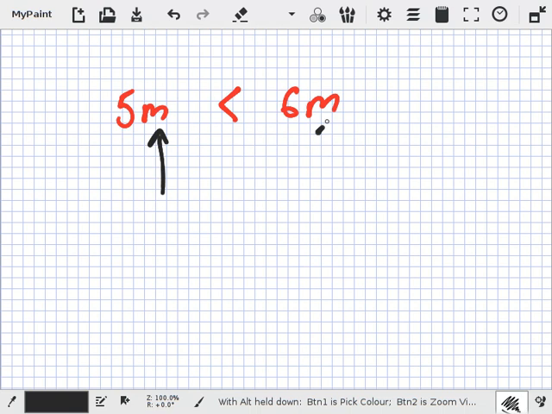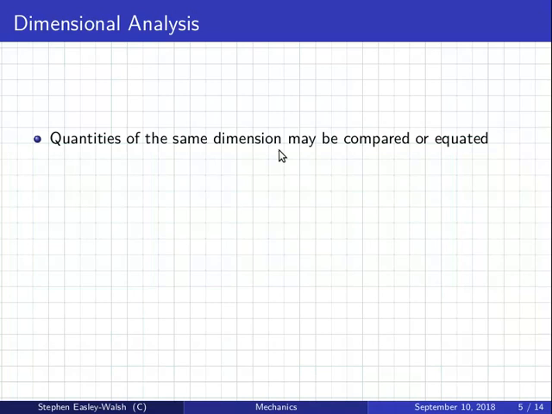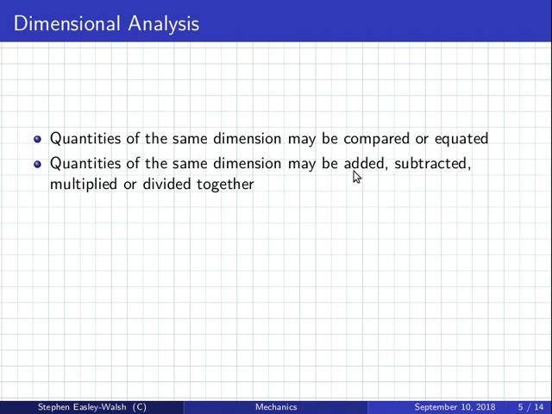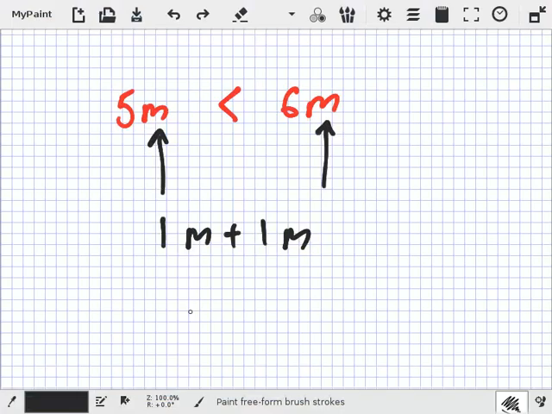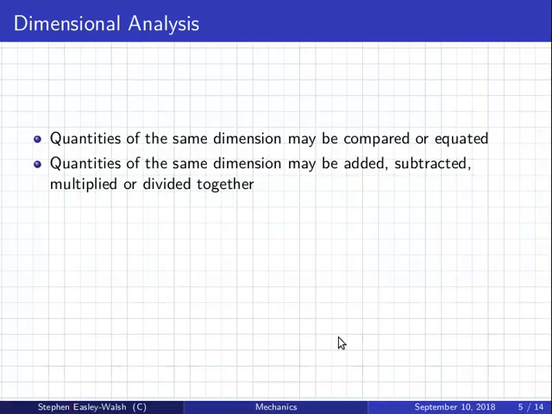Or you could say 1 meter plus 1 meter equals 2 meters. You can only do that because it's the same dimension, the same unit. So quantities of the same dimension may be compared or equated. They can be added or subtracted, multiplied or divided. So you can obviously do 1 meter divided by 1 meter. That's fine.